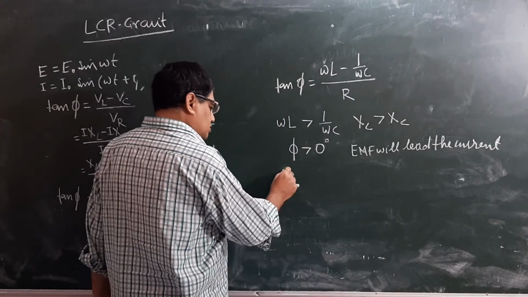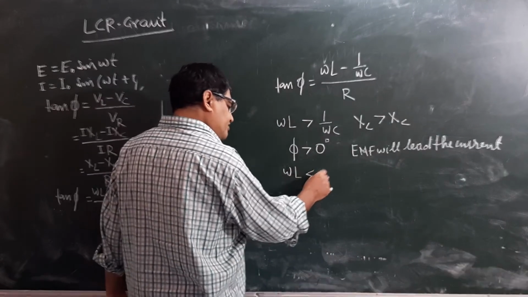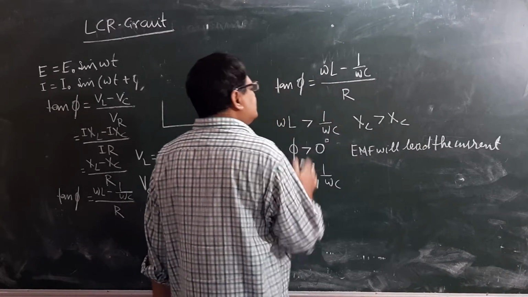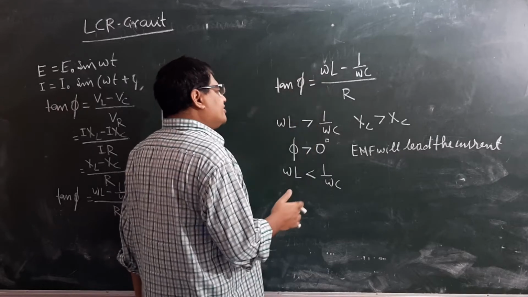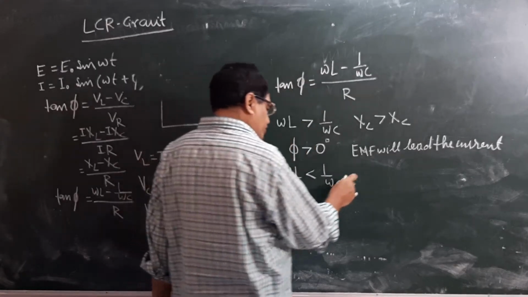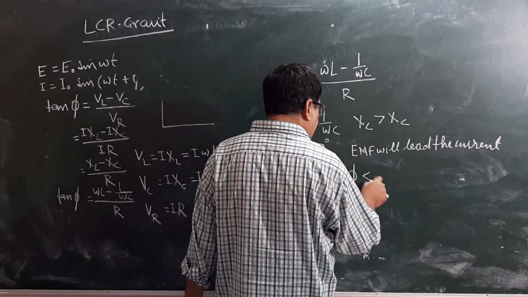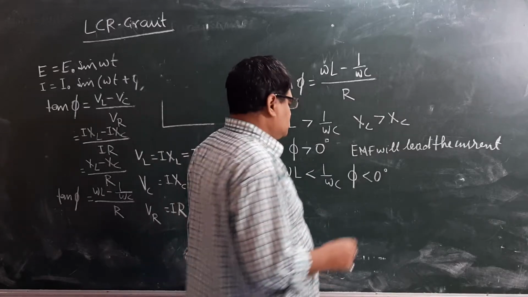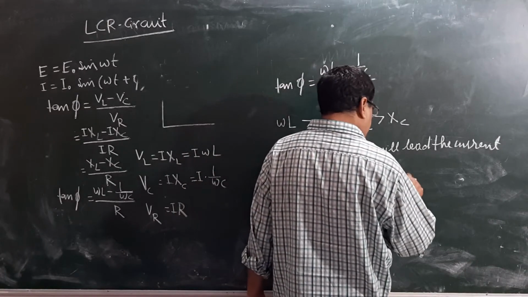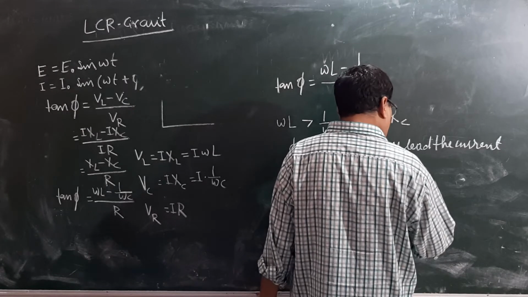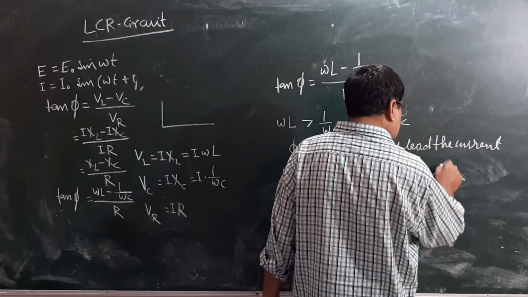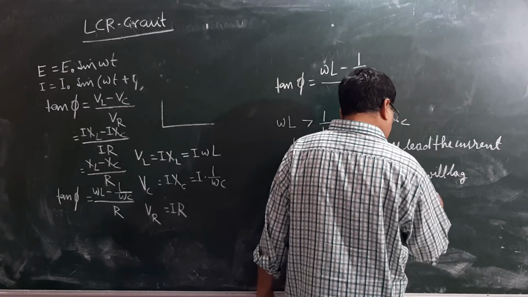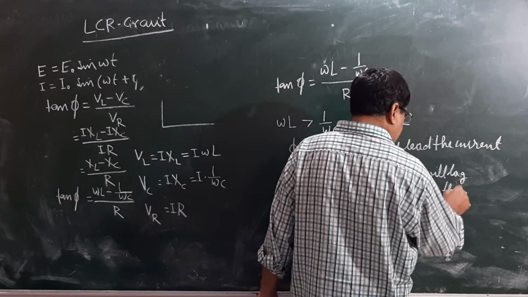Now suppose omega L is less than 1 by omega C. If omega L is less than 1 by omega C, the numerator will become negative and phi will become negative. In that case, we can write phi will be less than 0 degree. So in that case, EMF will lag behind the current. So we can write EMF will lag behind the current.